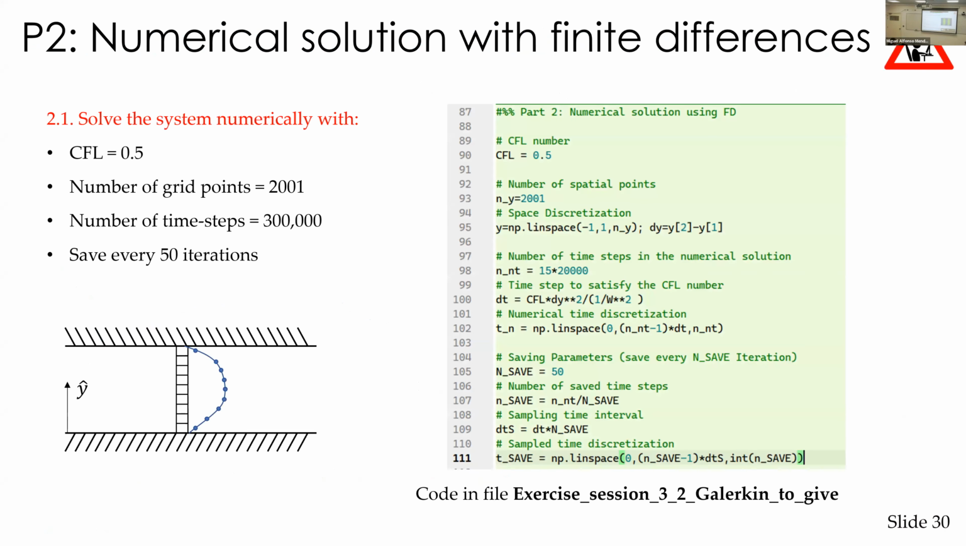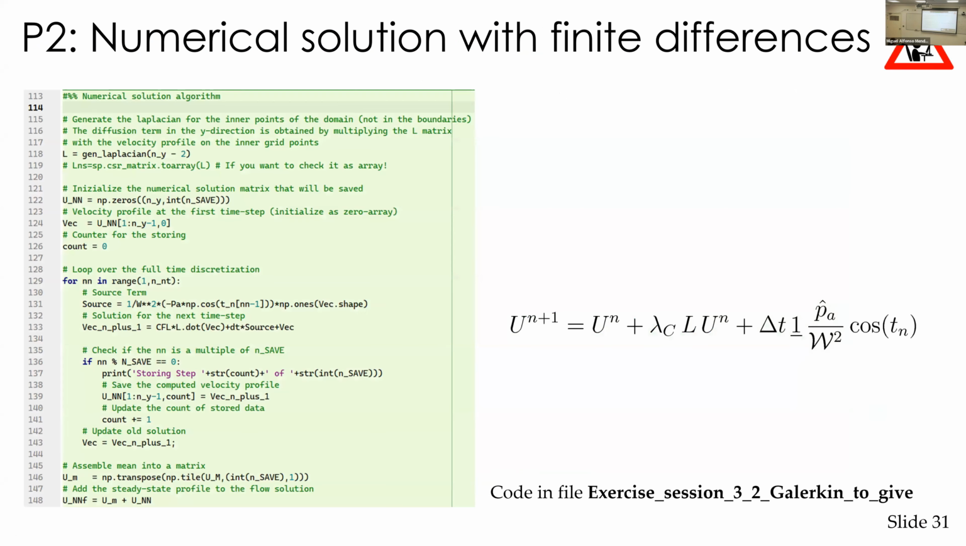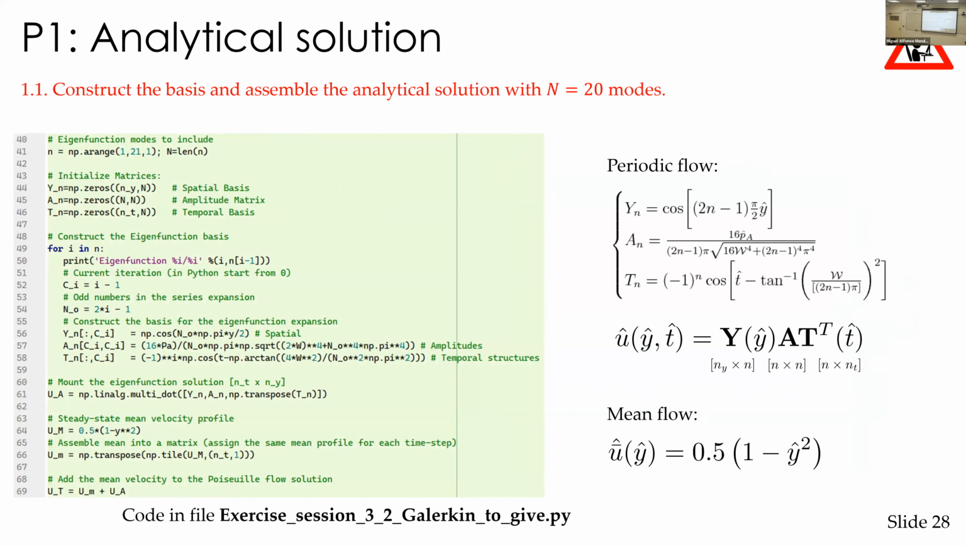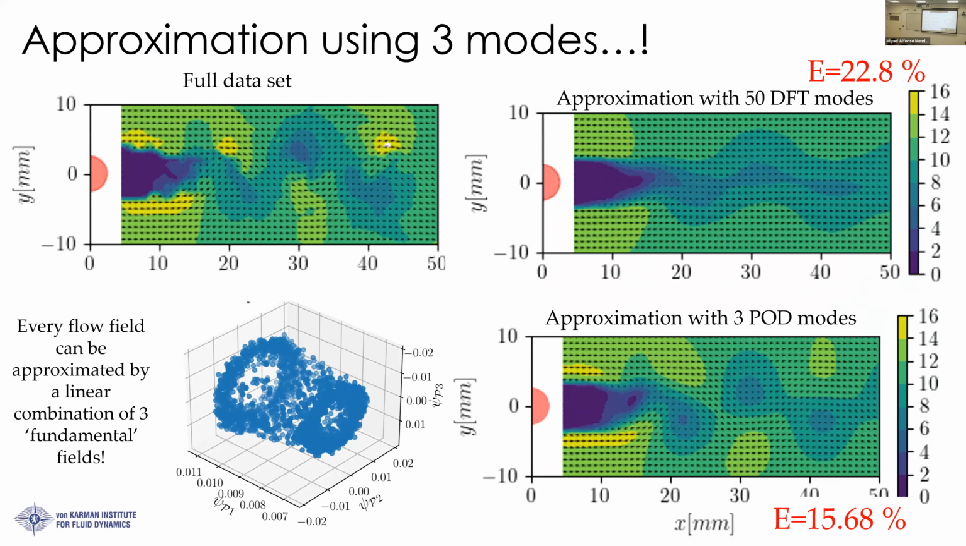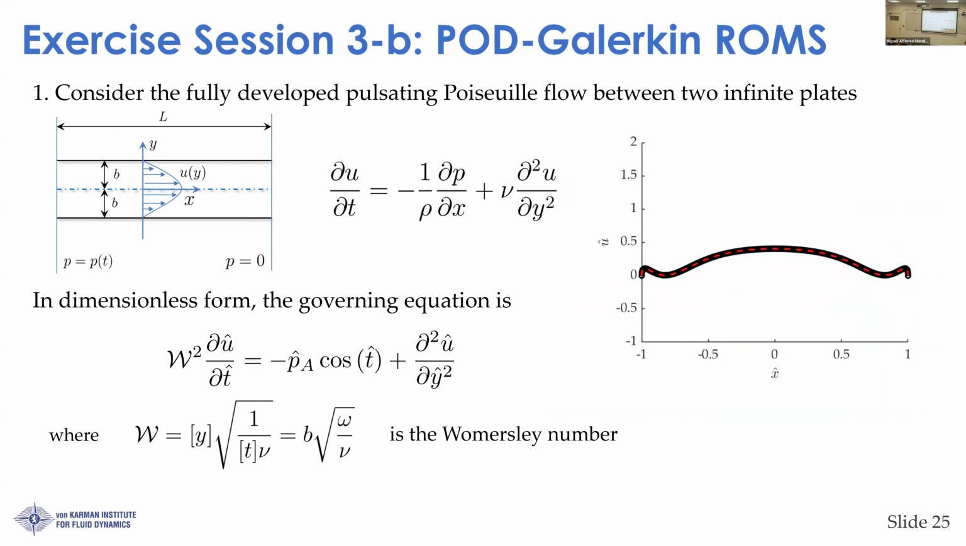You all obtained this, right? Now I'm going to use 2000 points and we will use 300,000 time steps. So we will use an explicit scheme. Okay, so the equation is something like this.